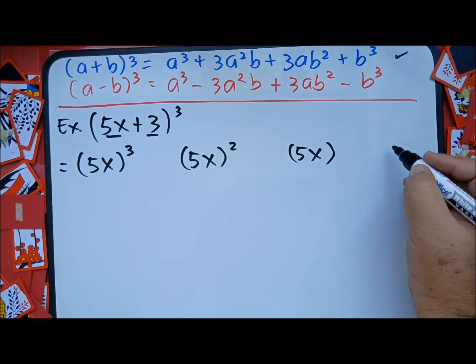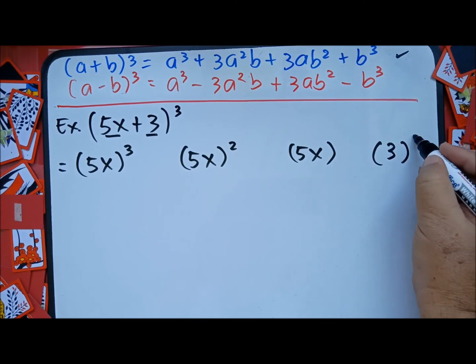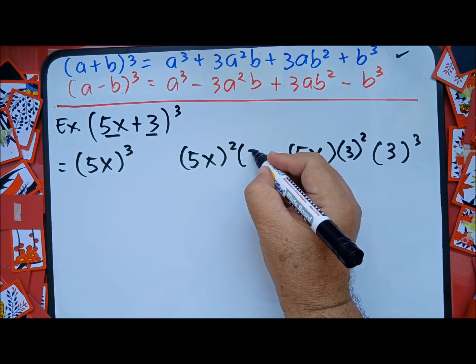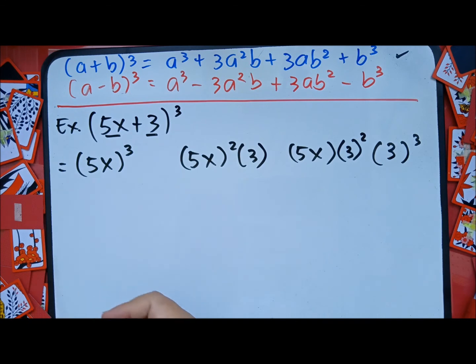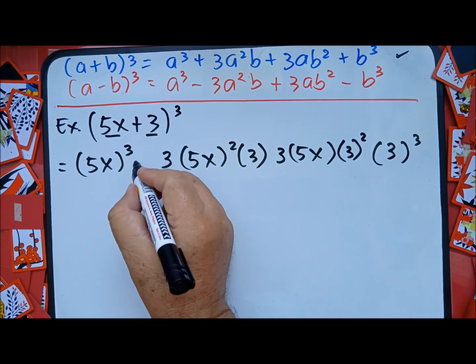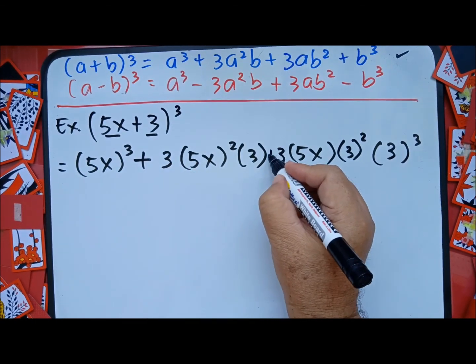Now, 3 cubed, 3 squared, 3, no more 3 on the first term. Now, add 3 on the middle terms. Then, since this is positive, this will become positive.